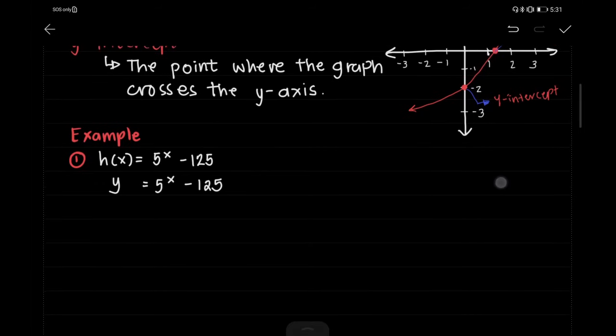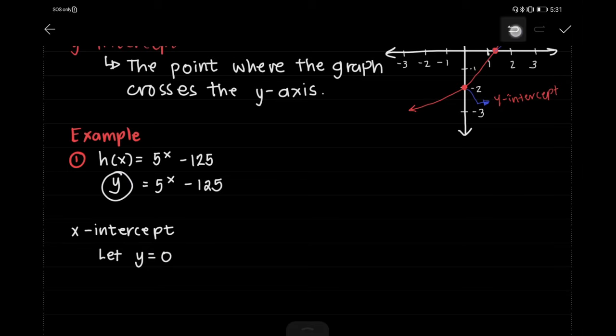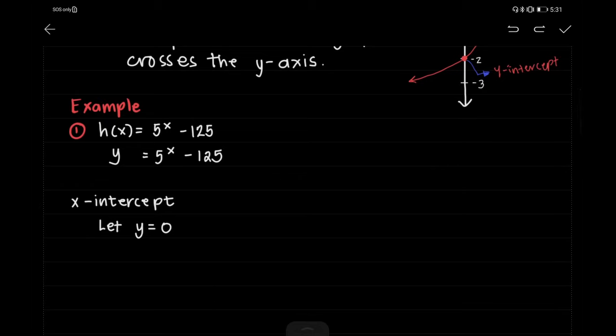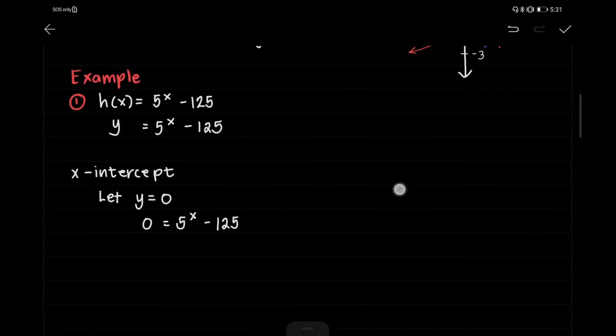Okay? Then next, hanapin natin yung ating x-intercept. So ang ating x-intercept, para mahanap natin yung ating x-intercept, we have to let the value of our y which is equal to 0. So itong y daw natin dito, gawin natin siyang 0. So let us do that first. 0 is equal to 5 raised to x minus 125. So after ng second step guys, proceed naman tayo sa third step, which is to solve for the value of x. So let us solve for the value of x.